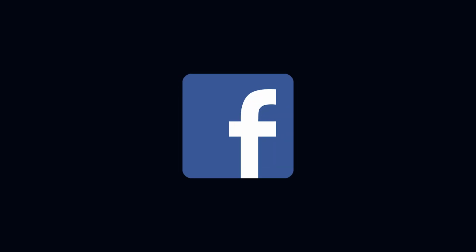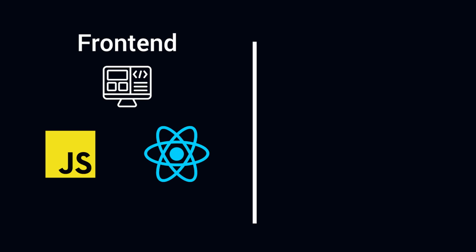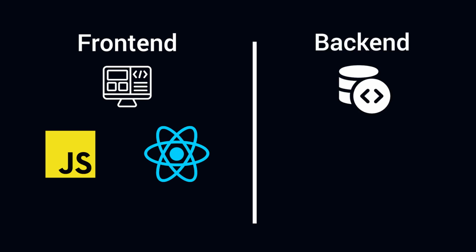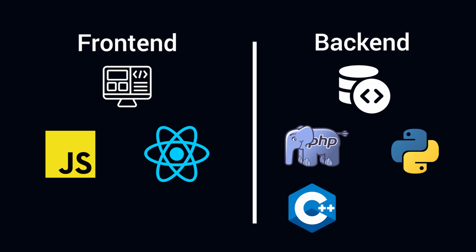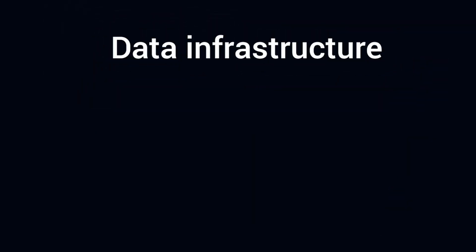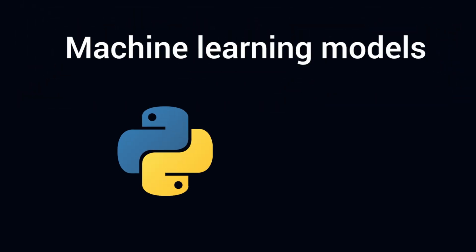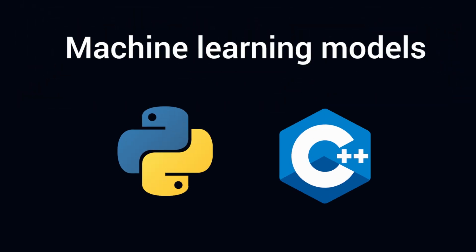Facebook's architecture illustrates why language diversity isn't just theoretical. It's essential for scale and performance. Their front end uses JavaScript and React, but the back end runs on a mix of PHP, Python, C++, and Java. Their data infrastructure relies heavily on distributed systems written in Java and C++, while machine learning models are often developed in Python, but deployed using optimized C++ implementations.